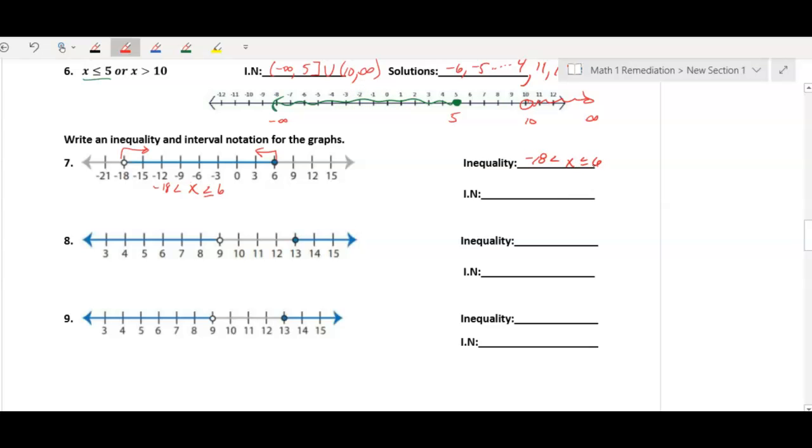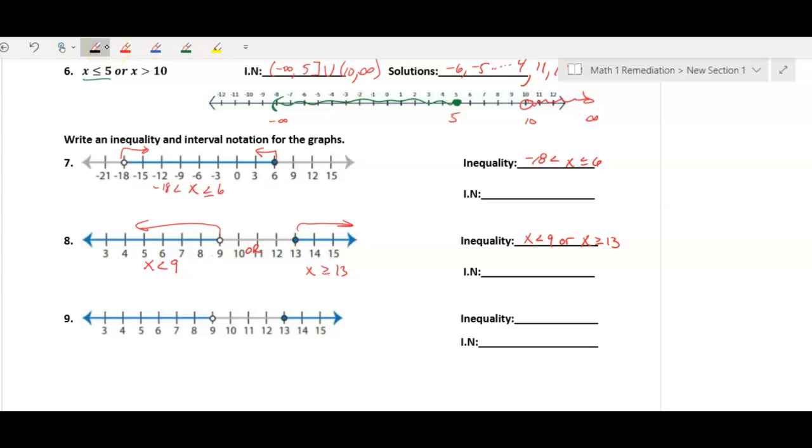The next one, anytime I see one go to the left and one go to the right, it's a union, meaning it's an or statement, right? Therefore, when I write this inequality, this would be x is less than 9. This one would be x, since I'm to the right of 13, it would be greater than, closed dot tells me I'm equal to 13. So the inequality here would be x is less than 9 or x is greater than or equal to 13.